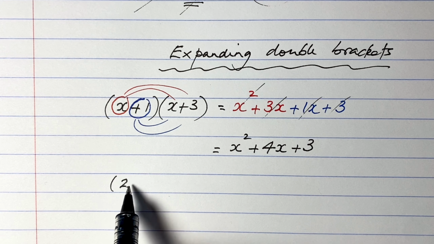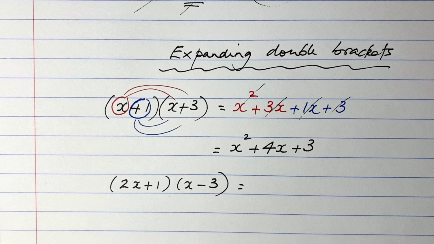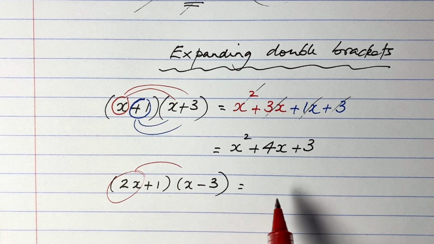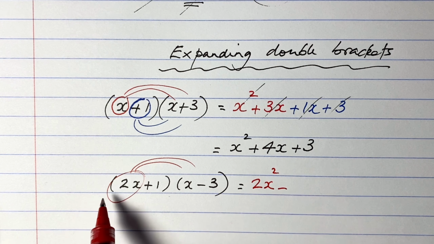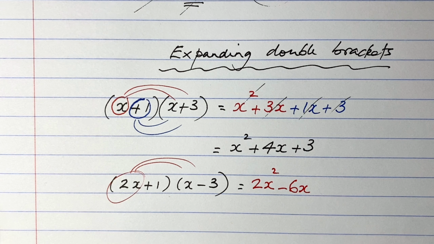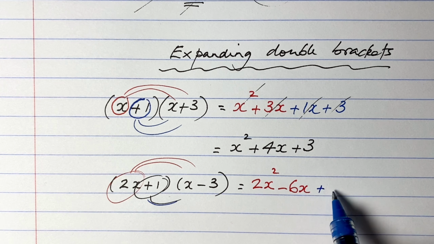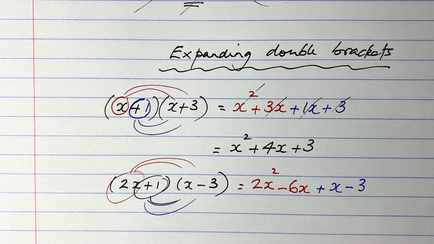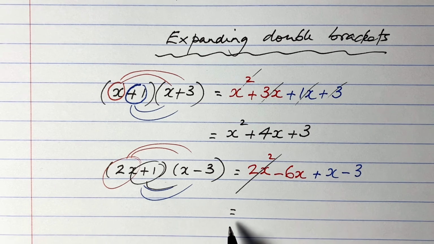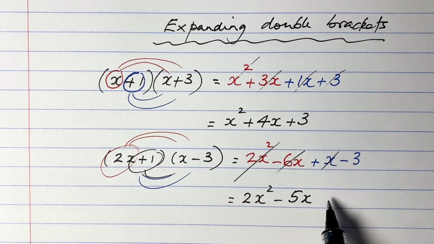Let's do another one. So 2x plus 1, x minus 3. So the number outside, 2x times x, 2xx, which is 2x squared. 2x times minus 3. 2 times minus 3 is minus 6x. When you finish with the first term in the first bracket, you go to the second term, which is plus 1. Plus 1 times x, plus 1x, or just x, plus 1 times minus 3 is minus 3. And then we simplify. 2x squared, minus 6x plus x, that's minus 5x. Then minus 3.